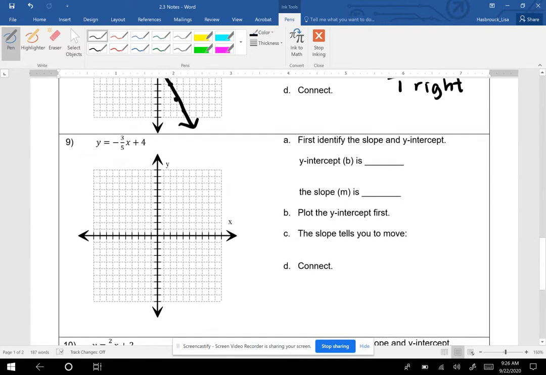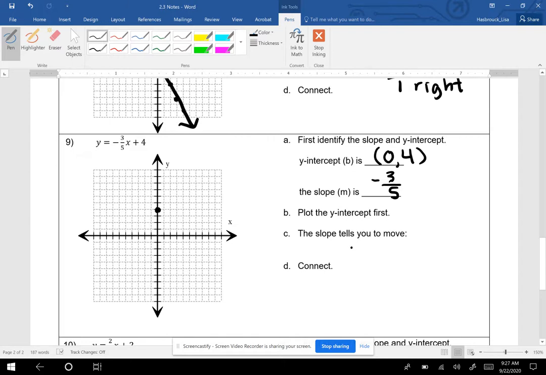For number 9, we have y equals negative 3/5 x plus 4. Our y-intercept is 0, 4. Our slope is the negative 3/5. So let's begin by plotting my y-intercept at 4 on the y-axis. From that y-intercept, I'll use the slope to plot the rest of the points. Now this slope is a negative 3/5.